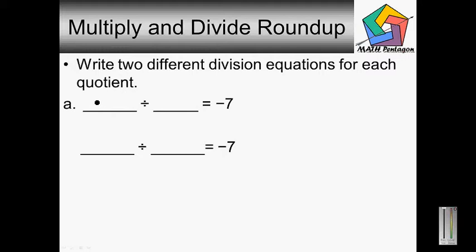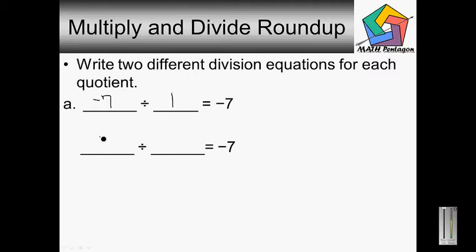So let's say we have -7 divided by 1. And does that come out to -7? Yes. -7 divided by 1 is equal to -7. Now here they want to do another different one.